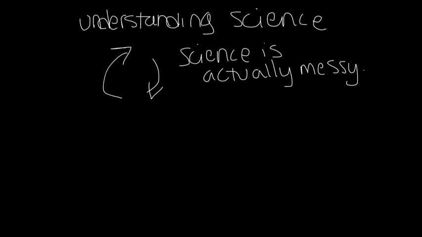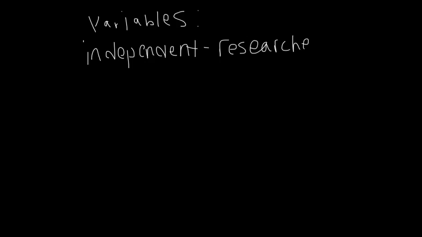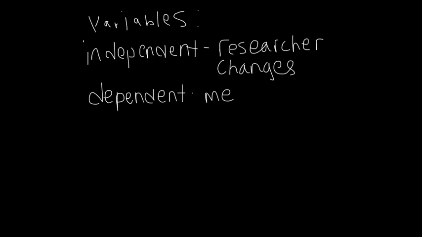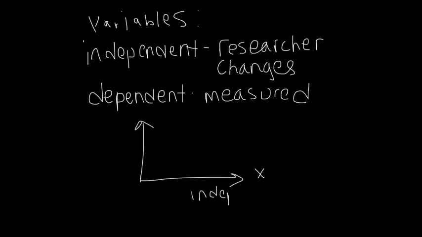Just to define a couple other words that we didn't touch on, things like variables. So again, independent is what the researcher changes. Dependent is what you measure. So if you were to do this on a graph, your x-axis would be your independent variable, and your y would be your dependent.